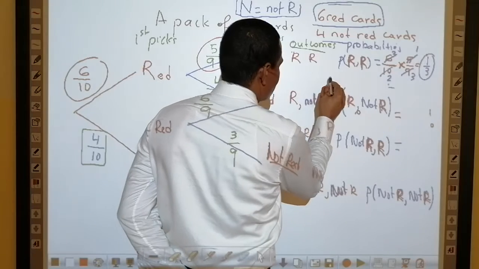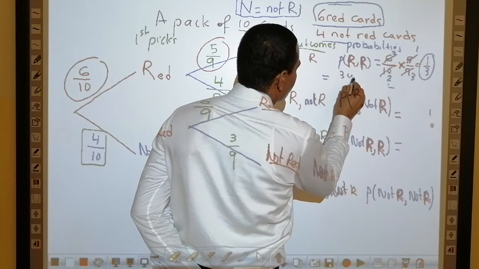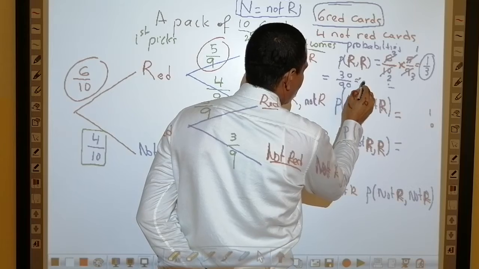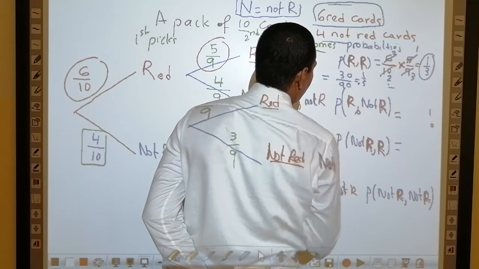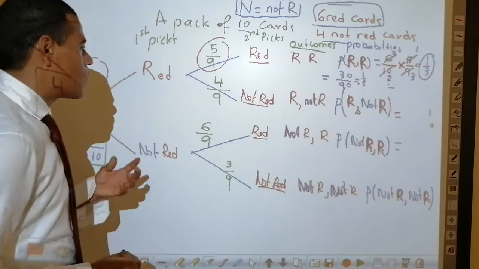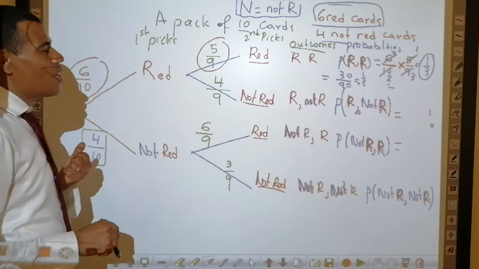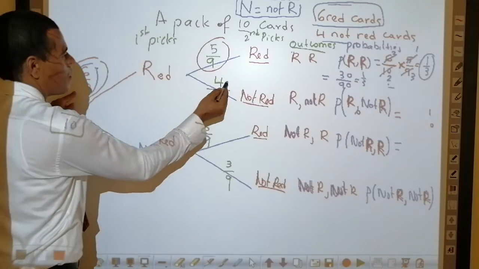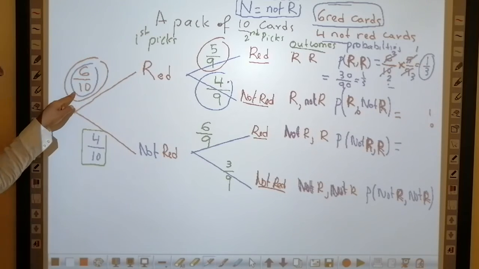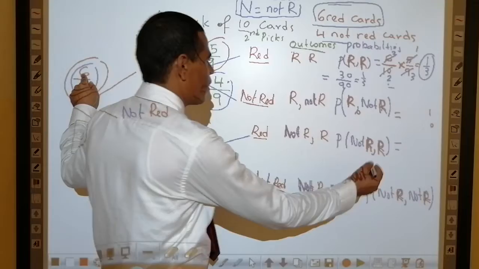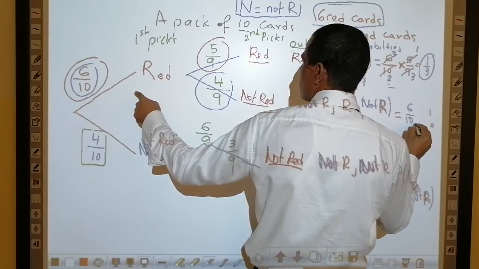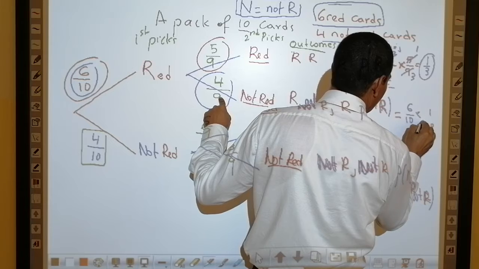Or you can also write it as 30 divided by 90. 30 divided by 90 is 1 over 3. Okay? As well. The second one: the probability of getting a red card and not a red card. It will be 6 over 10 multiplied by 4 over 9.